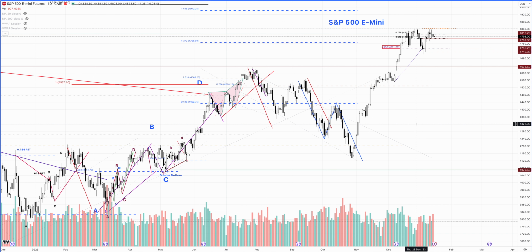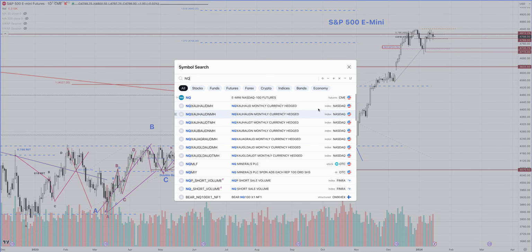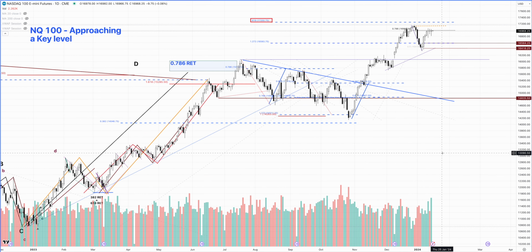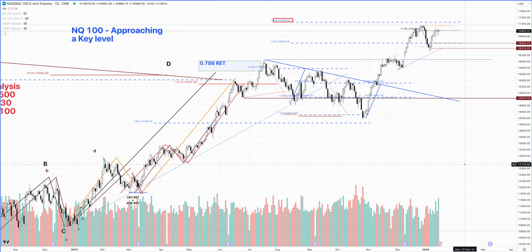Now let's take a look at the NQ. This is the daily chart of the Nasdaq 100 E-mini futures, and here what we can see is again the market is in a trading range, with a fair amount of volatility intraday, but on a closing basis it's a doji candle, which essentially means indecision.